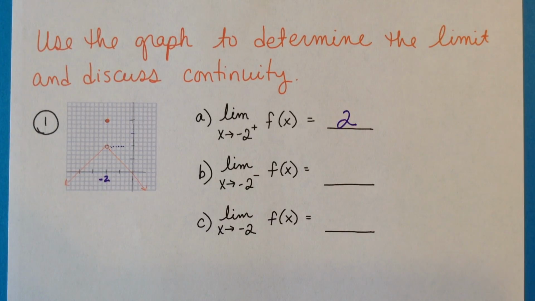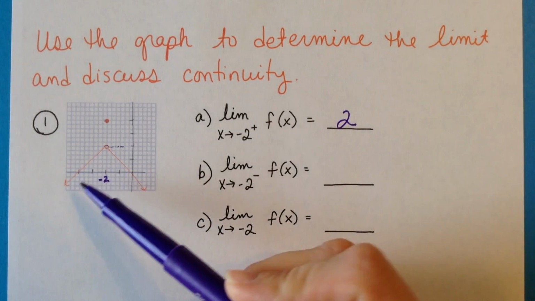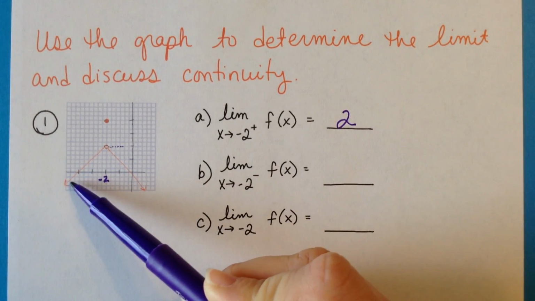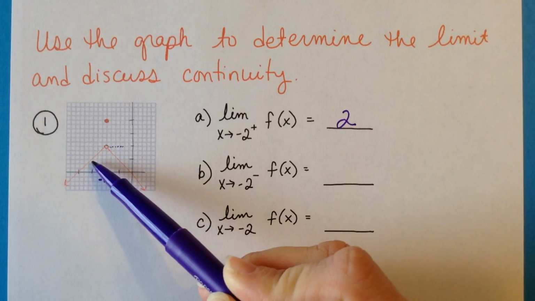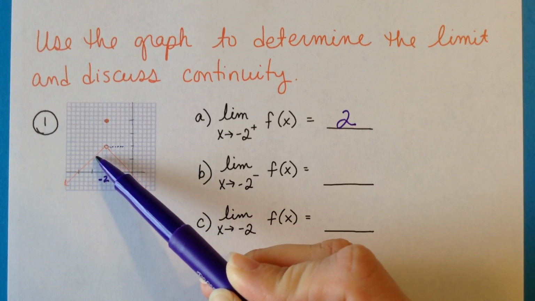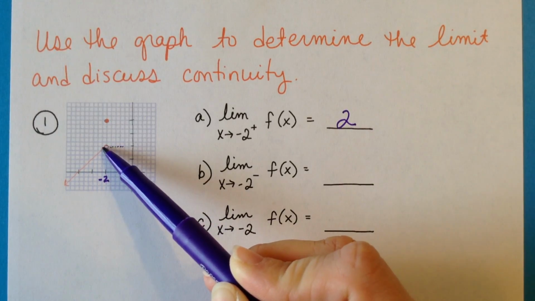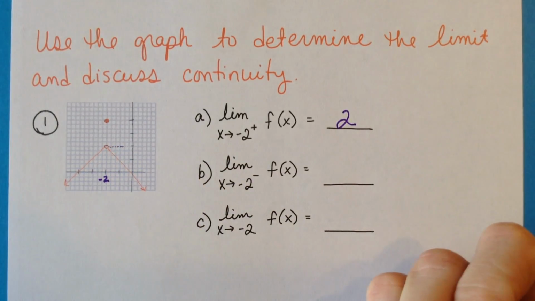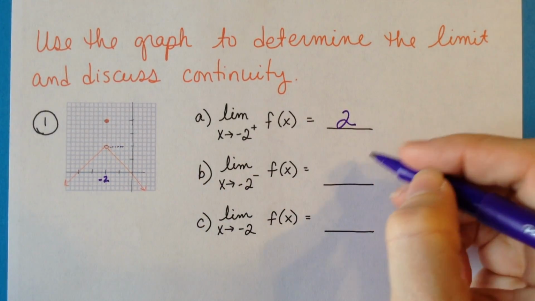Next we want the limit as x approaches -2 from the left. So you come to the left side of -2, and if you follow your graph along as you're getting closer to x equals -2, you're approaching the same location, the same open circle, which again is located at +2.